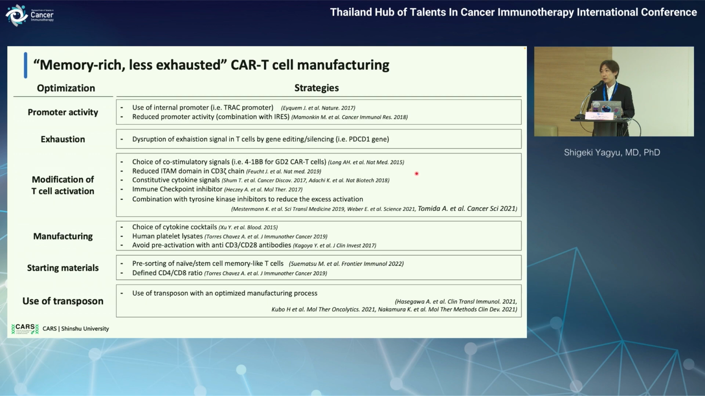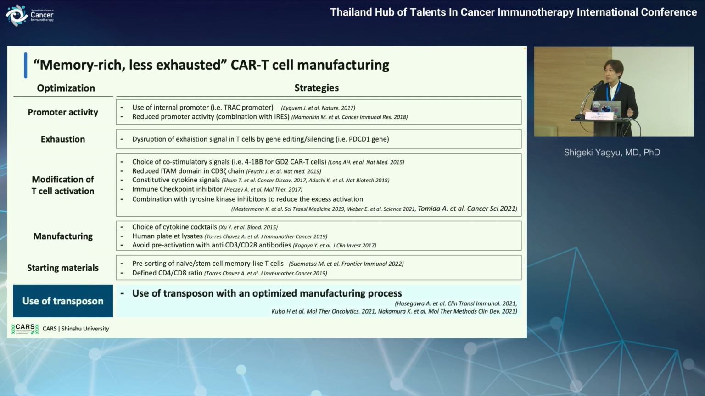To enhance CAR T cell functions, various modifications, as listed here, have been explored to produce memory-rich, less exhausted CAR T cells. Among these modifications, our team has been extensively researching piggyBac transposon-mediated CAR T cell manufacturing, not only for its simplicity and cost effectiveness, but also for its favorable characteristics.